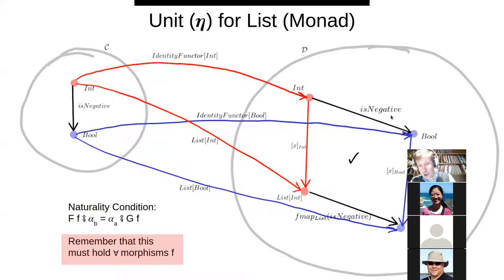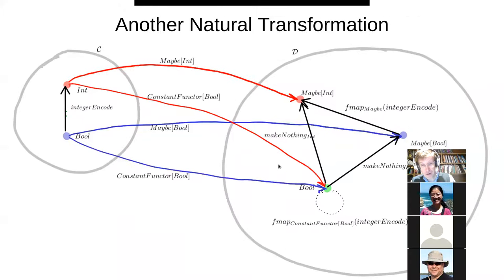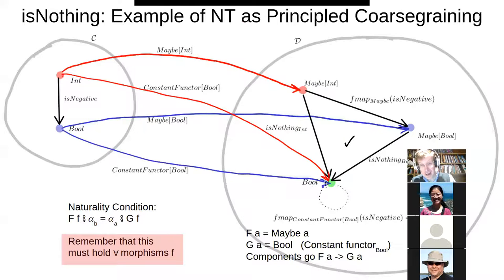And if this were a triangle where F maps maybe of int with a function from int to bool, if that just were identity, as it is, let's say, for this is nothing. Here, this is just identity. Every other function, like is negative, is mapped to the identity function here. That's what a constant functor does. Every object mapped by the constant functor goes to this object, and every morphism goes to the identity morphism on that object.